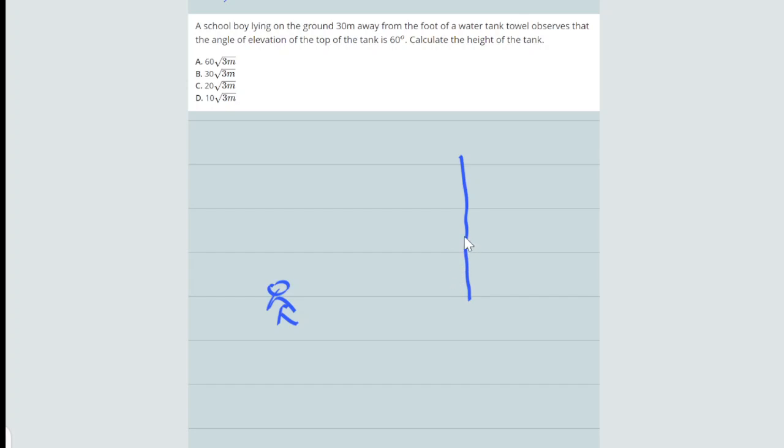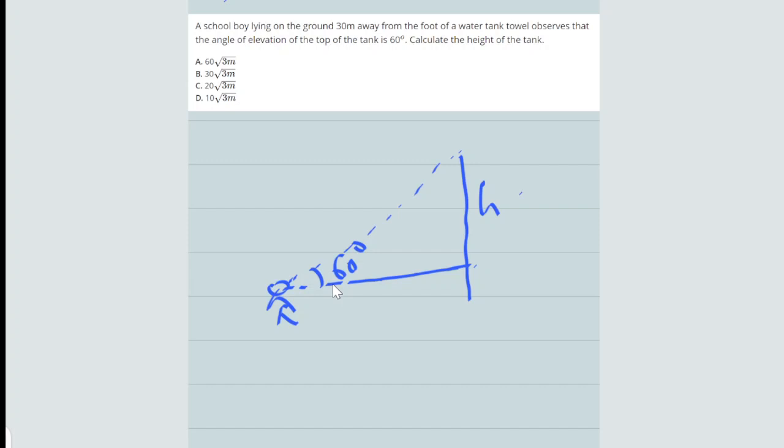What is angle of elevation? That is the angle between the observer's line of sight and the horizontal. This is the line of sight, and this is the horizontal level. I hope you understand now. Then you have to calculate the height of the tank. This is the height of the tank. So you have your angle of elevation, 60 degrees, here.